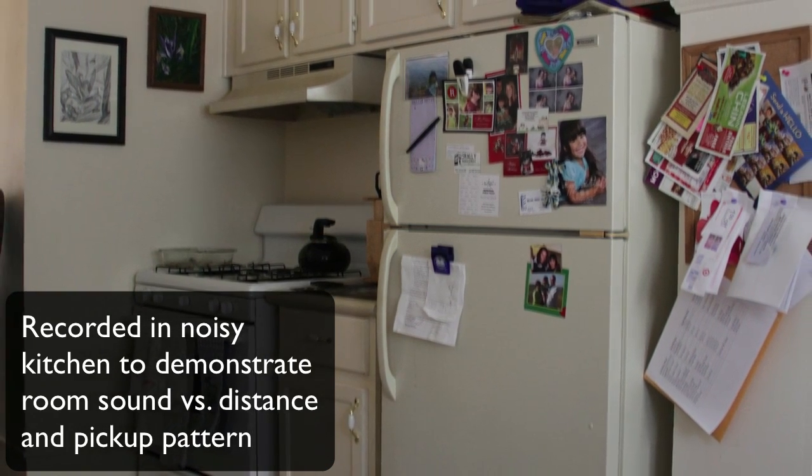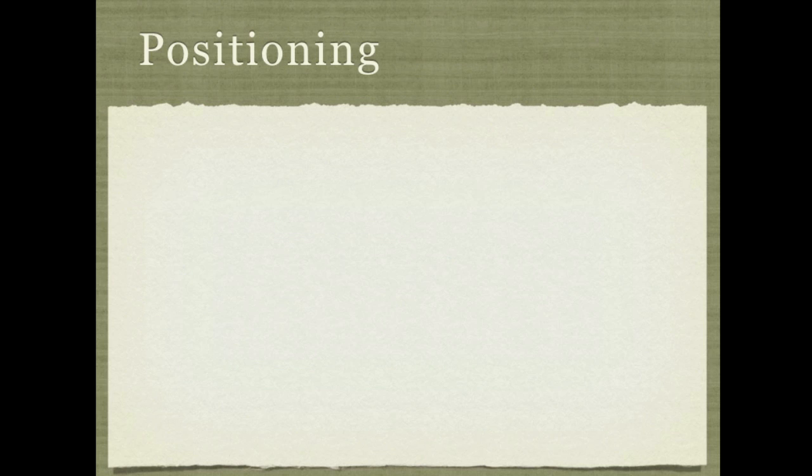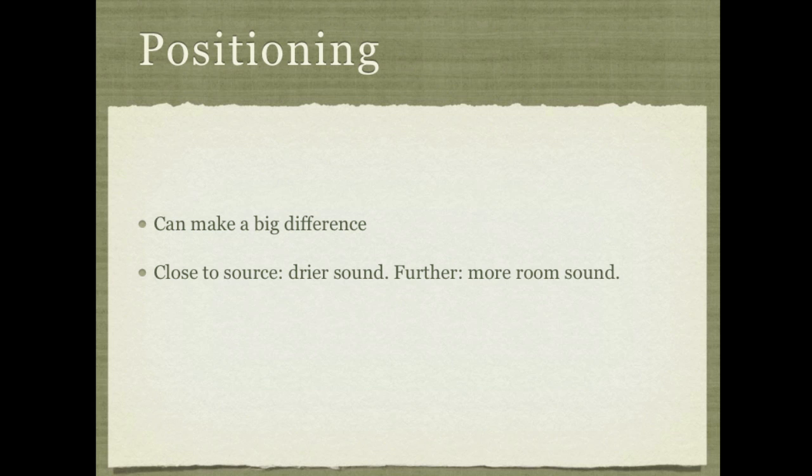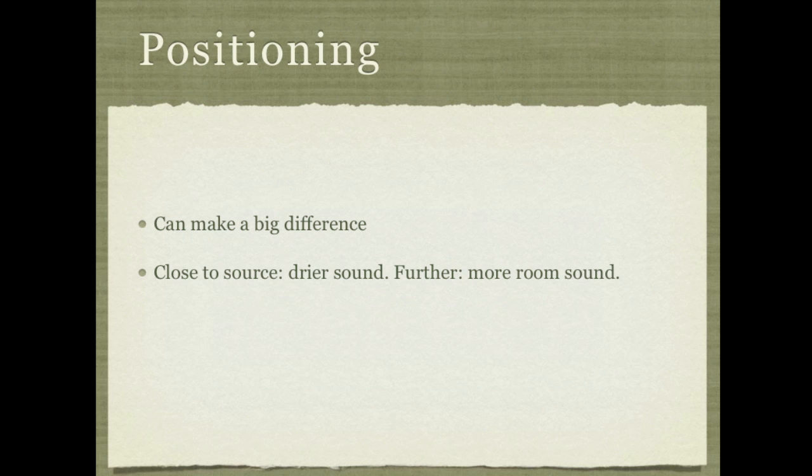You may note the proximity effect. Now, the thing to remember here is that it happens on all sound sources. So if you are recording a kick drum, for example, and you want to increase the bass, you might take advantage of proximity effect in your positioning of the microphone. Positioning can make a huge difference in the sound that a microphone picks up. At the simplest level, if you position it close to the source, you get a drier sound, and if you position it further away, you get more of the room tone.